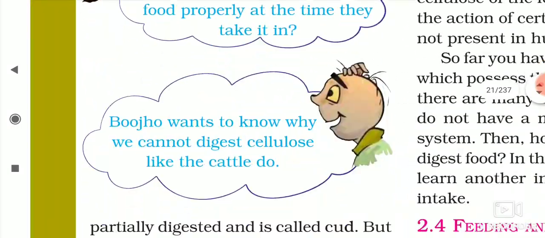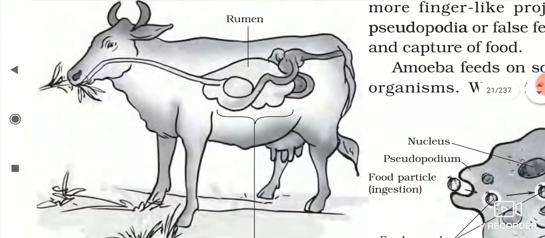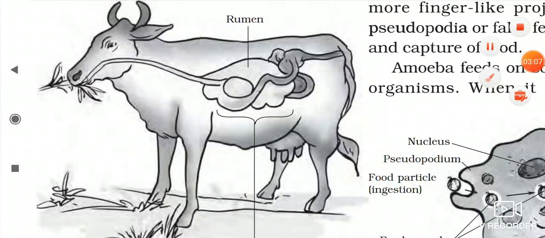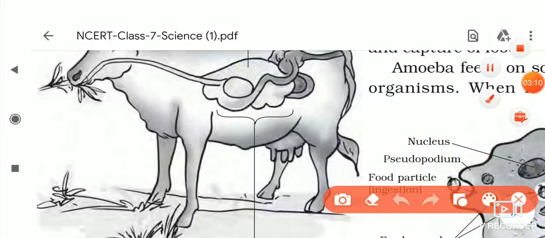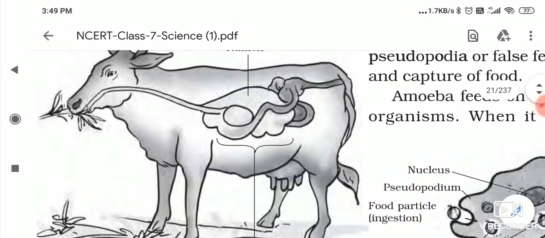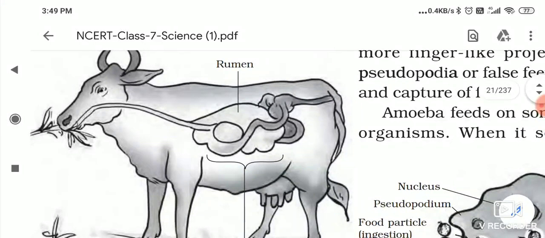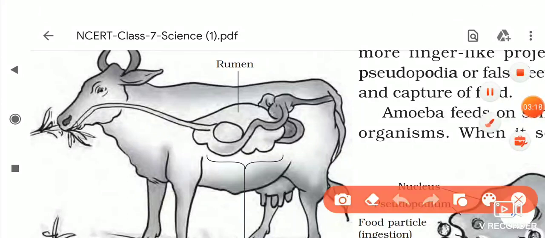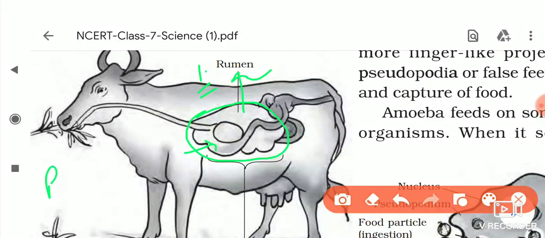So first you can see this picture. This is a cow, and we know that there are four chambers in the stomach. First, this is the first chamber. See, this is the stomach, and it has four parts. The first part is rumen, and the second part is reticulum. This is reticulum.